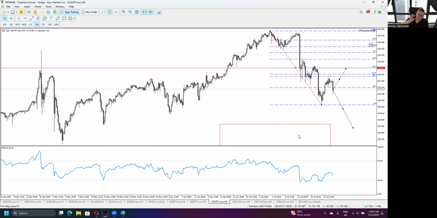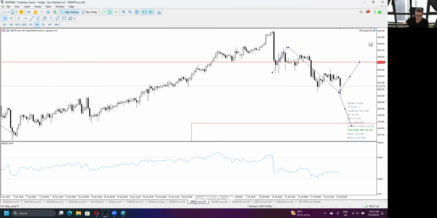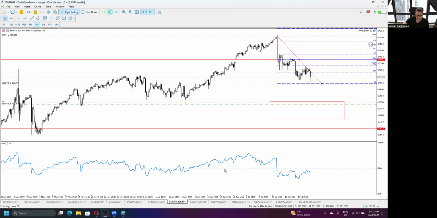USD JPY, active standby, waiting for the 50% to sell or breaking the bottom one-to-one and buy. Same story on GBP JPY. Actually, whichever one will be faster, then you can play this market. Same story on Euro JPY. So all of the JPYs are following the same scenario.